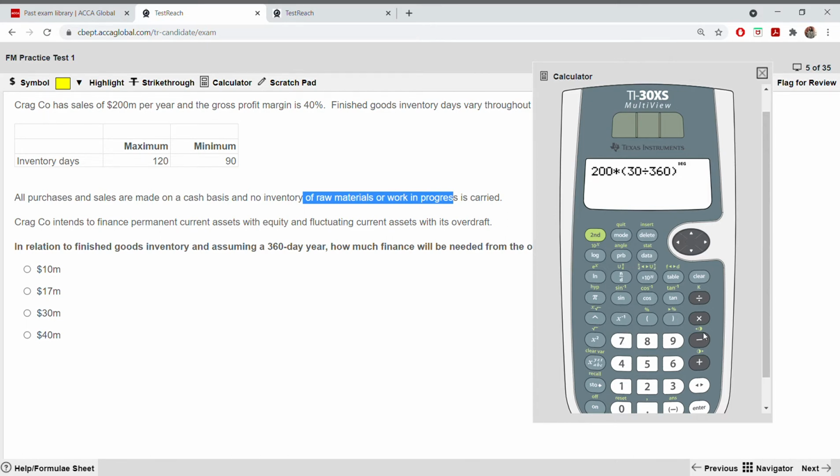Close bracket, into gross profit margin is 40%. So what will be the cost? Cost will be 60%, right? Operating cost. So it's 10.